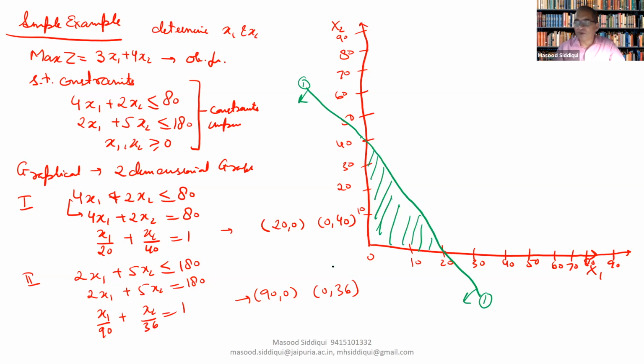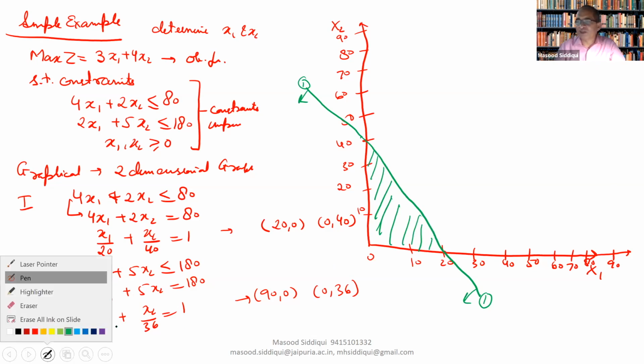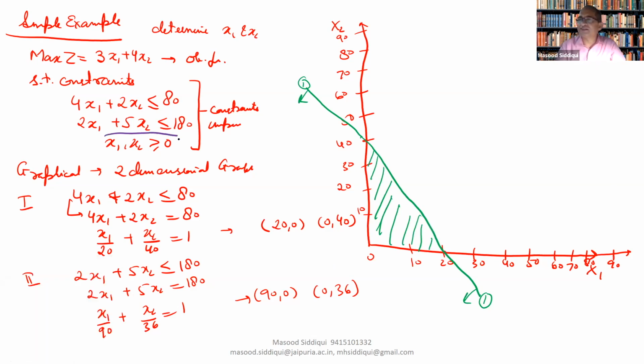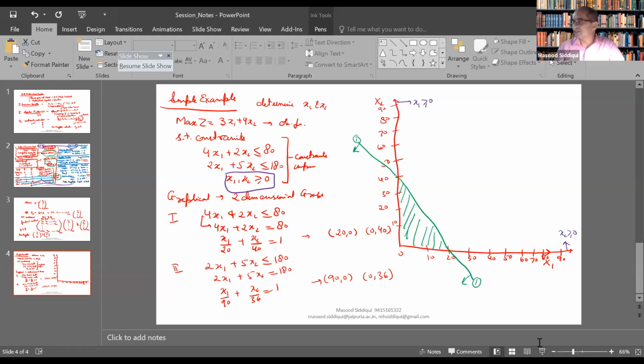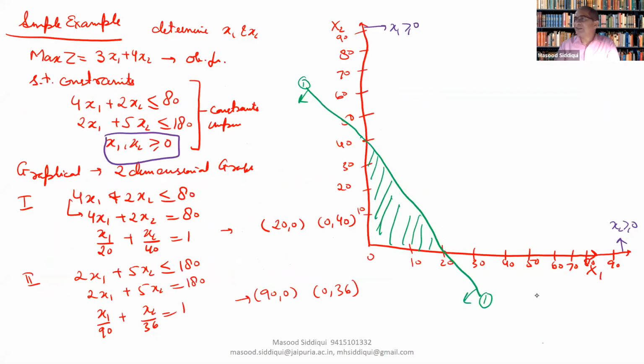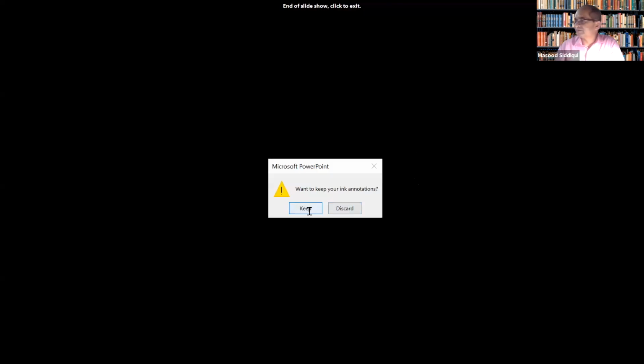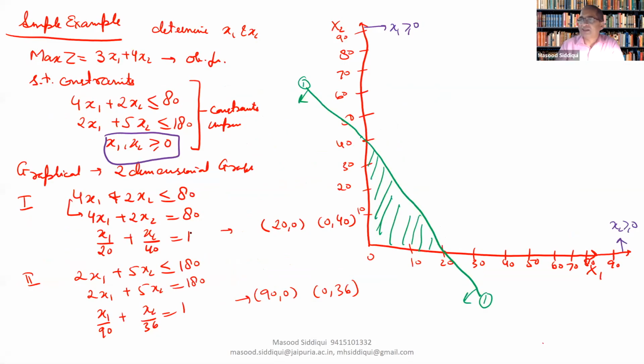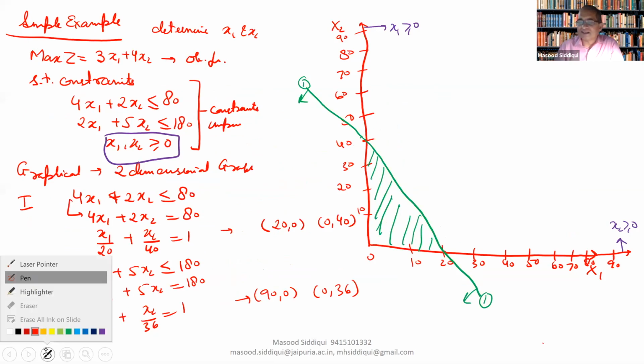Obviously it will go beyond this coordinate, but we also have two conditions like x1 and x2 equals to 0. So let me denote this condition also, that is x1 and x2 greater than or equals to 0. Here x2 greater than or equals to 0, and here x1 greater than or equals to 0. Means we are considering only this coordinate. That's why we have not moved beyond this point. So this is the first constraint that we have discussed.